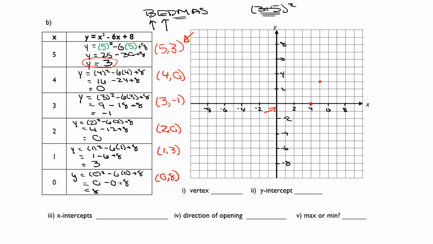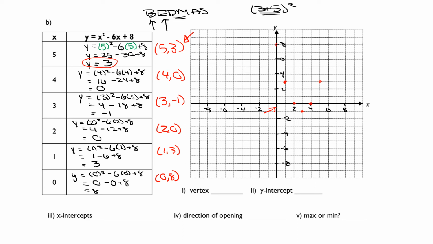My third coordinate is 3, -1. So from the origin, I go over to the right 3 and down 1. Then I've got 2, 0, so I'm going over to the right 2, and then I'm not going up or down. 1, 3 means to the right 1 and up 3. And 0, 8 means I'm not going anywhere on the x-axis, I'm simply going up 8.